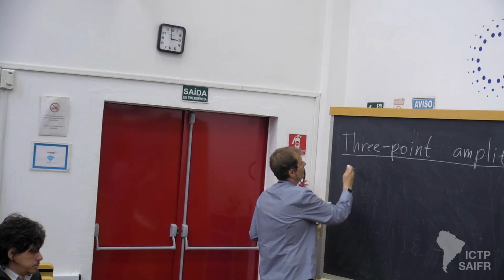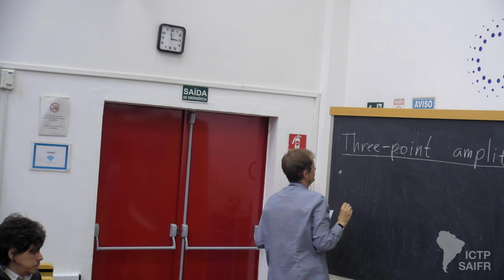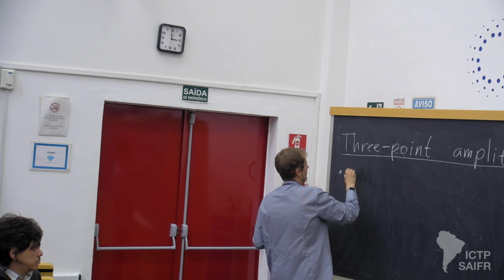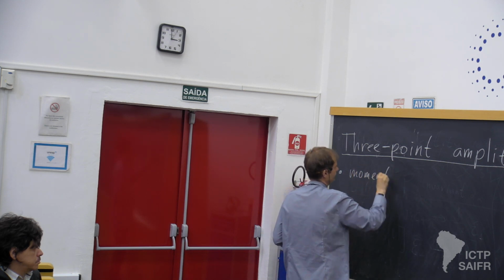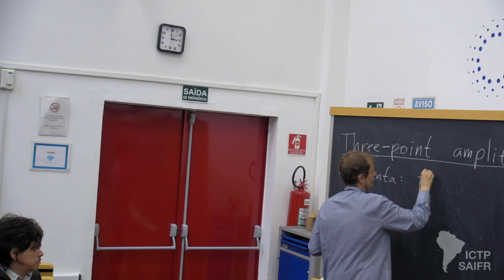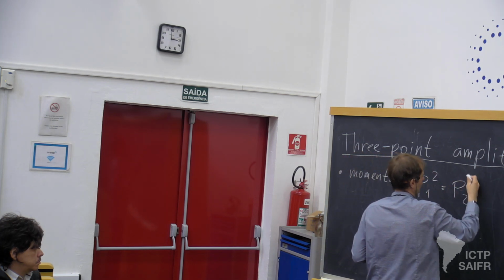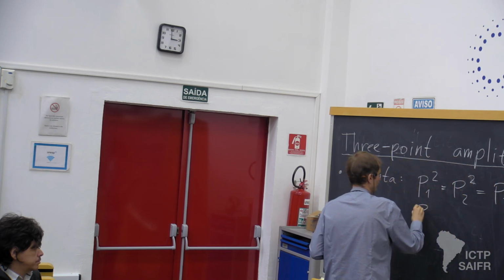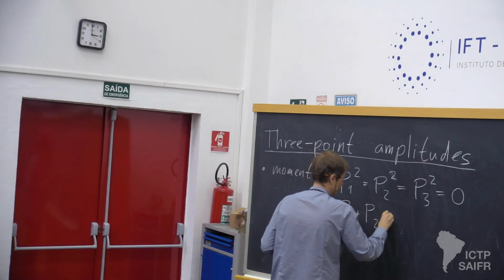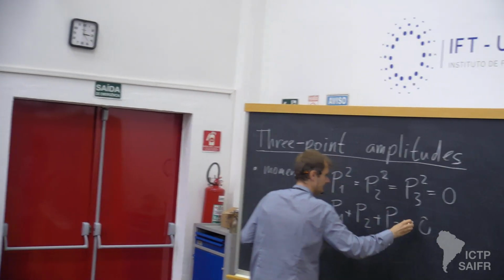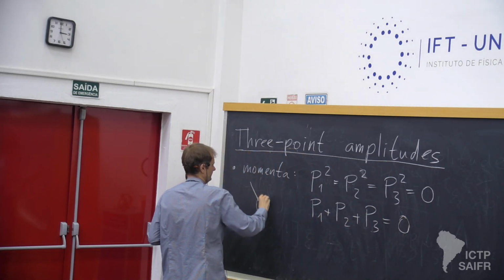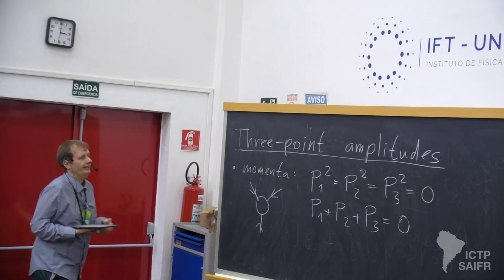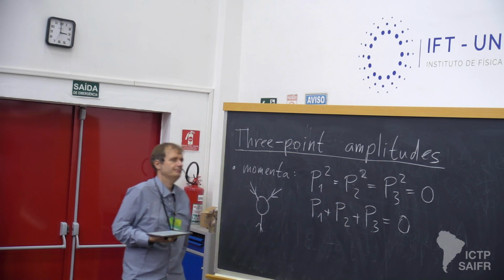It comes from constraints, because for 3-point we have momenta P1, P2, and P3. These momenta are on shell. So P1 squared, P2 squared, and P3 squared are 0. And at the same time, they satisfy momentum conservation. P1 plus P2 plus P3 is 0, if we consider the 3-point scattering. I dropped here the space-time index mu.